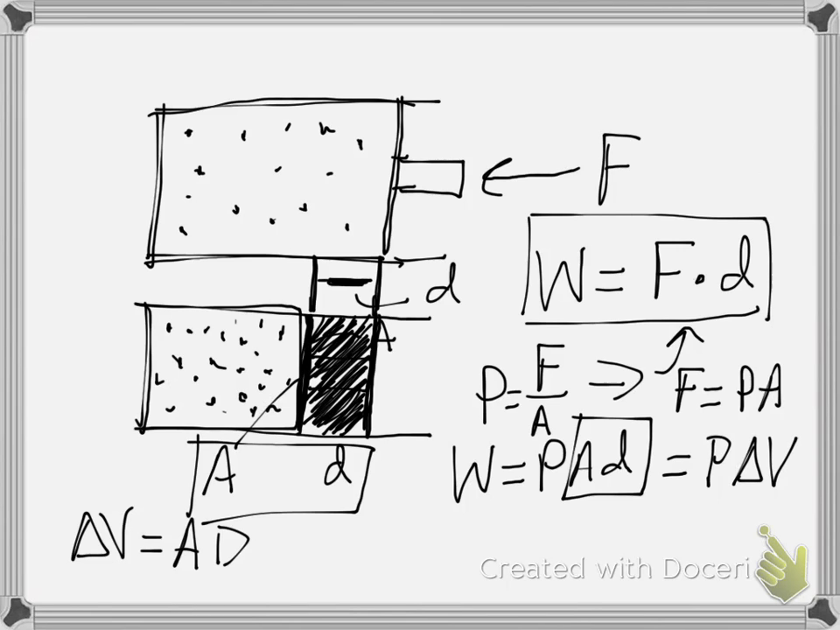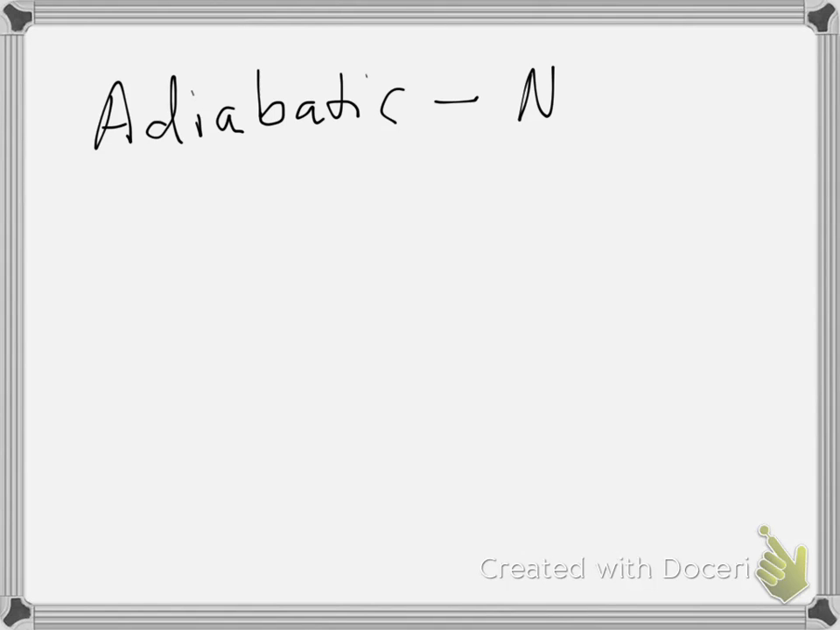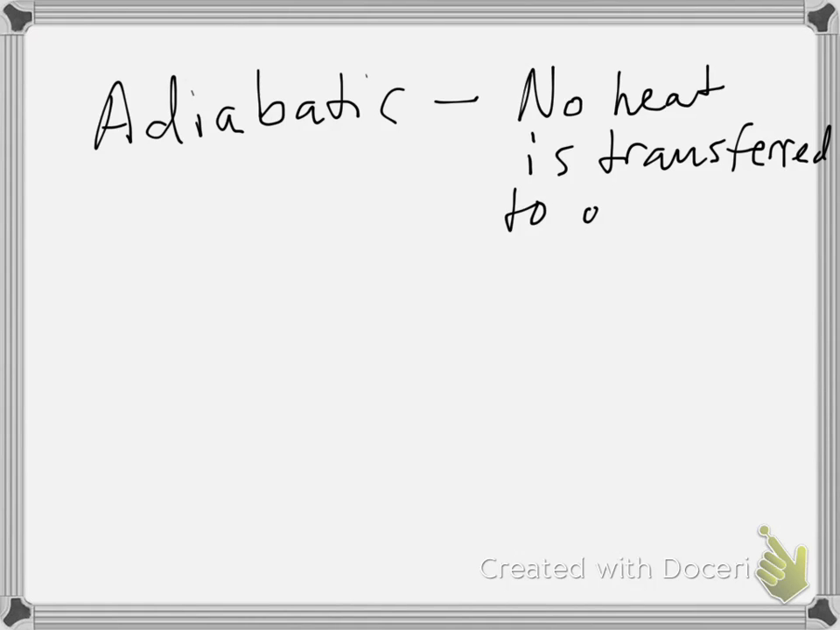And exactly what happens with the internal energy is going to be dependent on what type of process I cause this to be. So there are several different types of processes that you can have when compressing gases like this. Okay, so the first is adiabatic. And an adiabatic process means that no heat is transferred to or from the system.